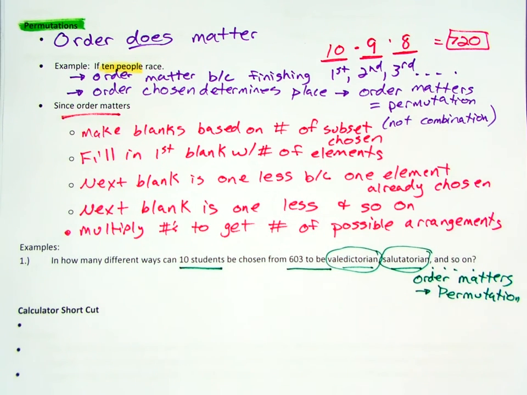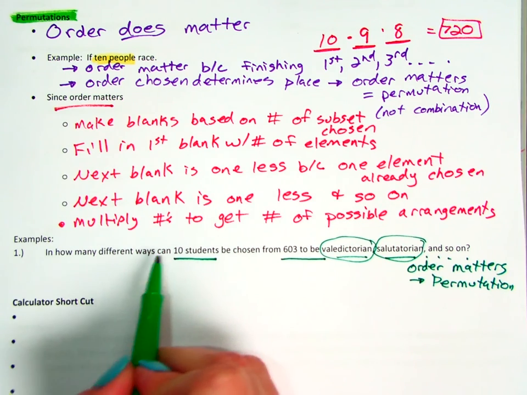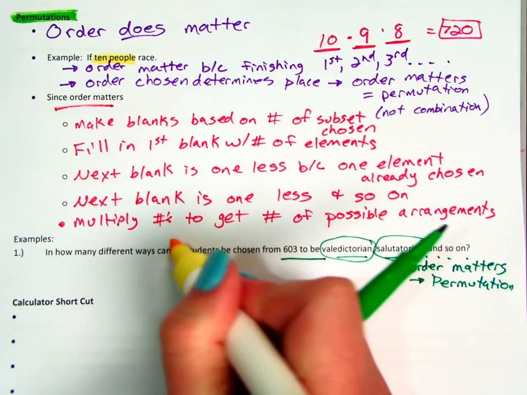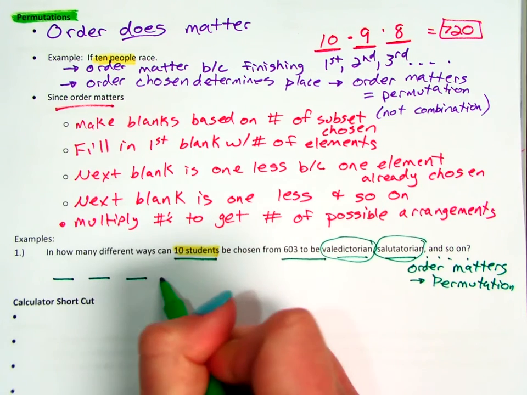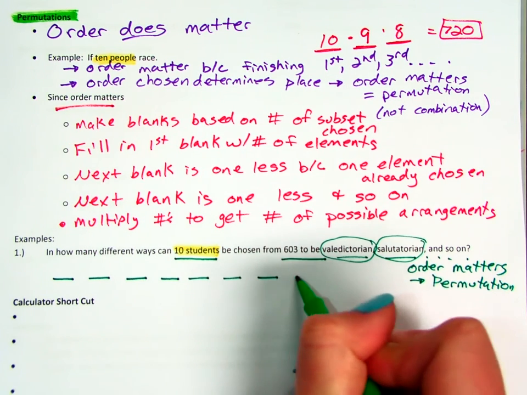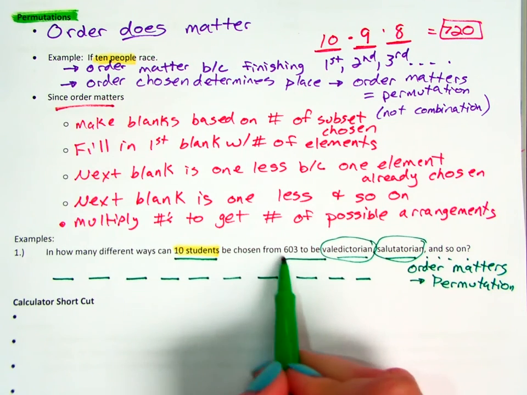If order matters, it's a permutation. If not, it's a combination. So I'm going to be choosing 10 students. So if I'm going to be choosing 10 students, that means there's 1, 2, 3, 4, 5, 6, 7, 8, 9, 10 slots that I have to fill. And we start out with 603 total.